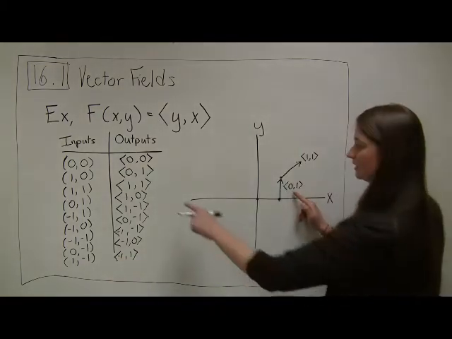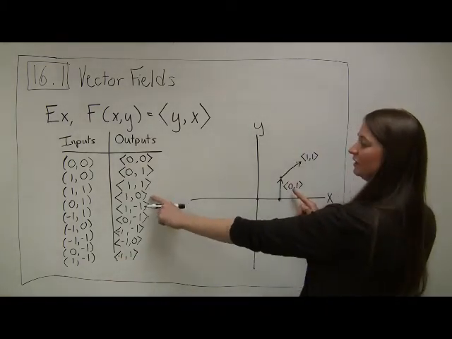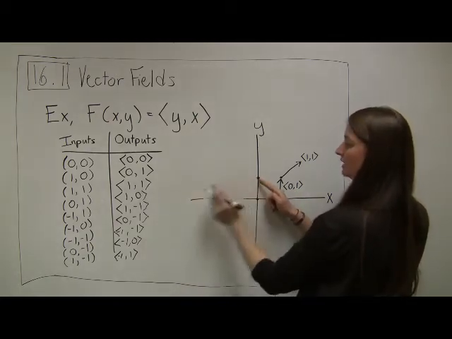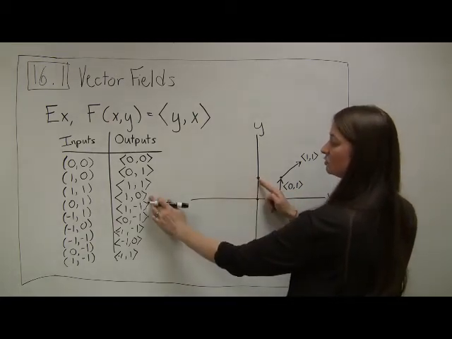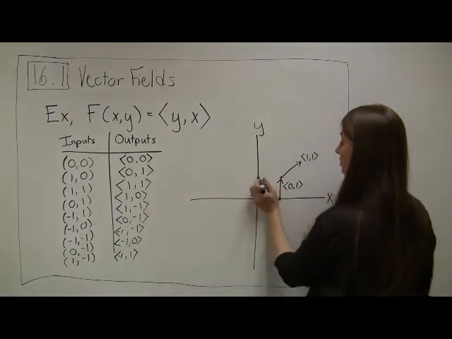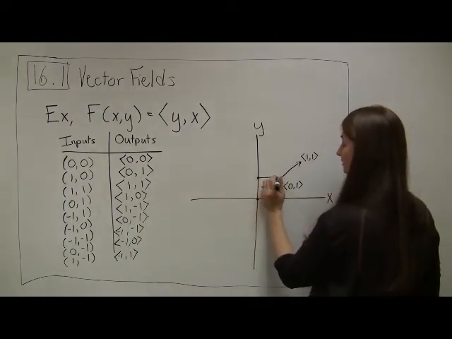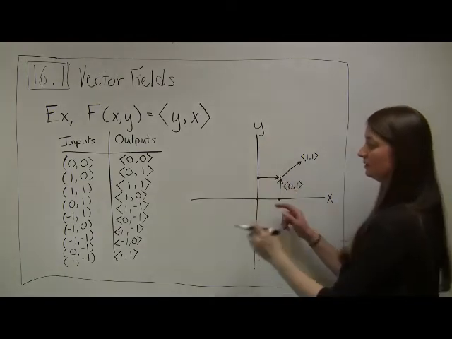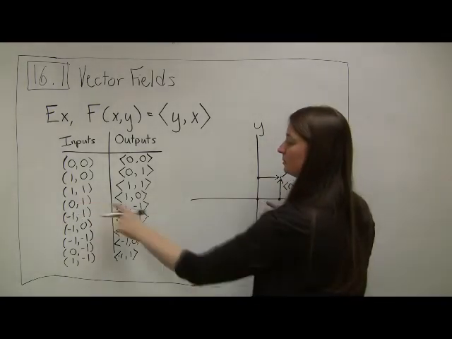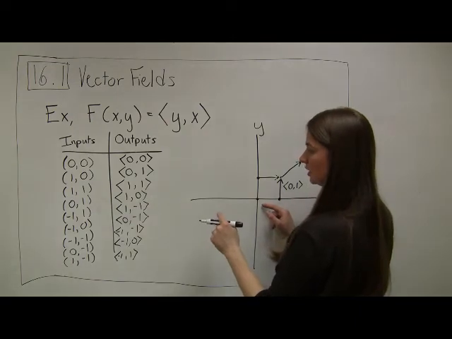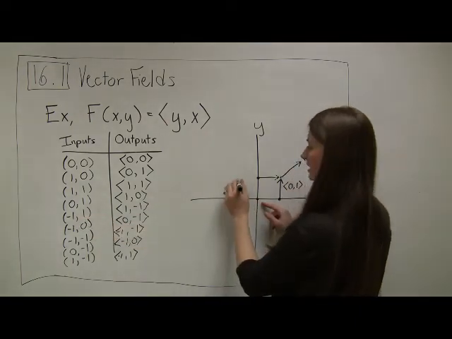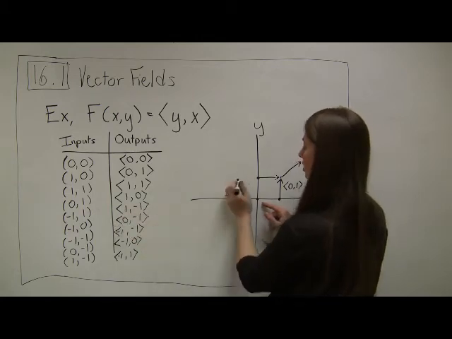Let's plot some of these on the vector field. So we left off here. Let's look at the point 0, 1 as my base point. The vector that emanates out of that goes 1 in the x direction and 0 in the y direction. So it's going this way in the x direction and it's not moving up at all. My next base point is negative 1, 1, which is a base point right here. And that vector goes 1 in this direction and negative 1 in this direction.